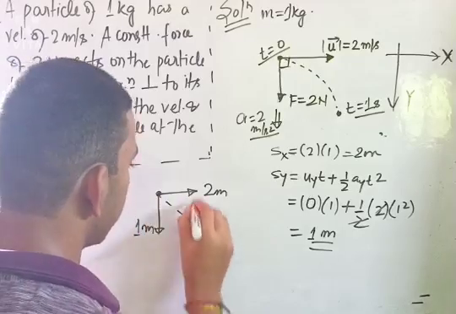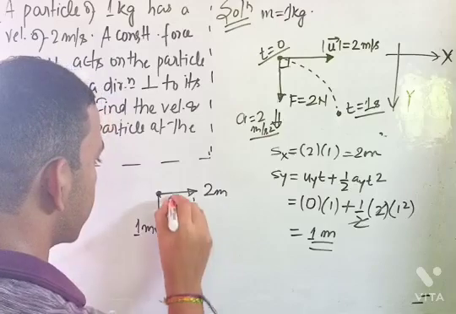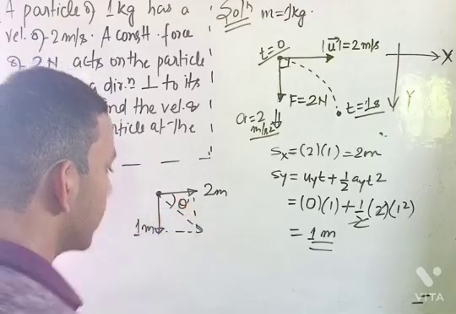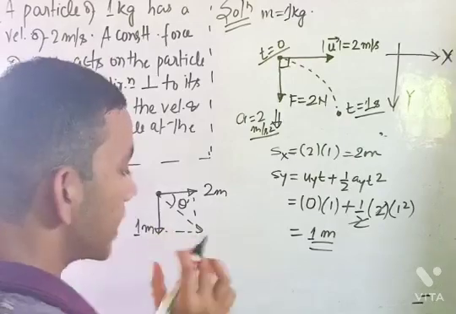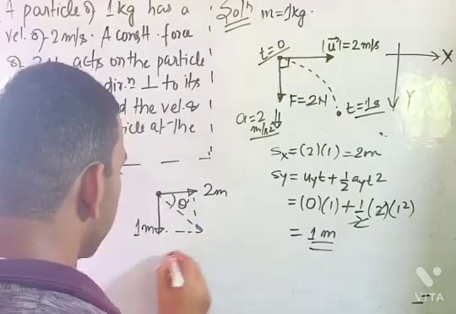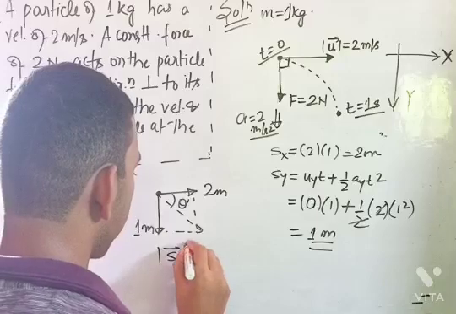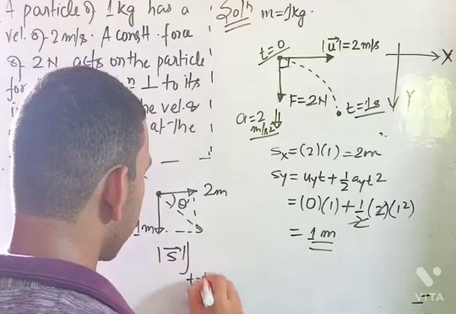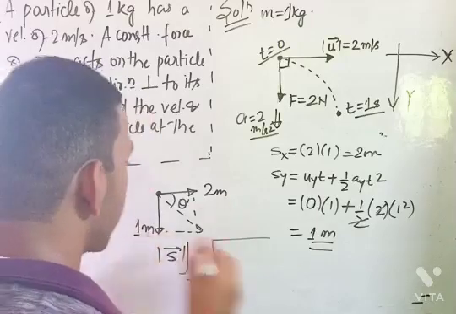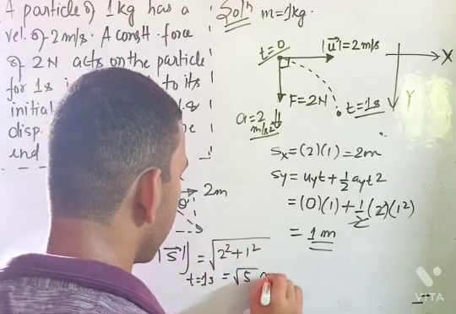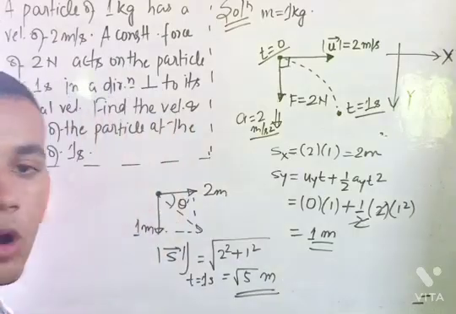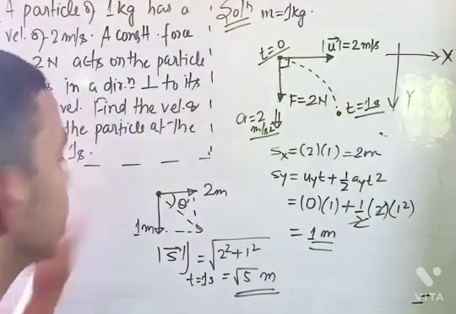So net displacement will be along this vector. Let this angle be theta this. Now let's first find the resultant, the magnitude of the resultant s vector. So magnitude of net displacement vector at t is equal to 1 second is under root of 2 square plus 1 square, that is root 5 meter. This is the magnitude of the displacement at t is equal to 1 second.